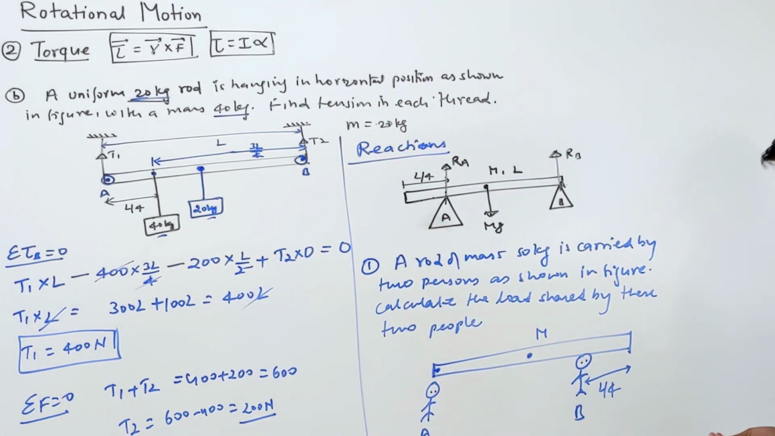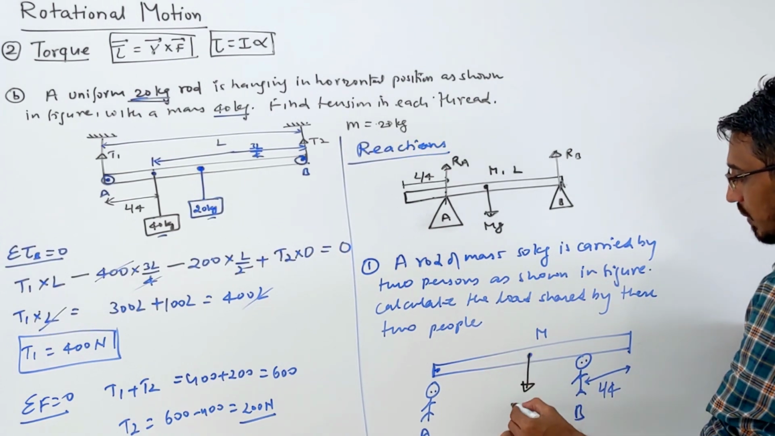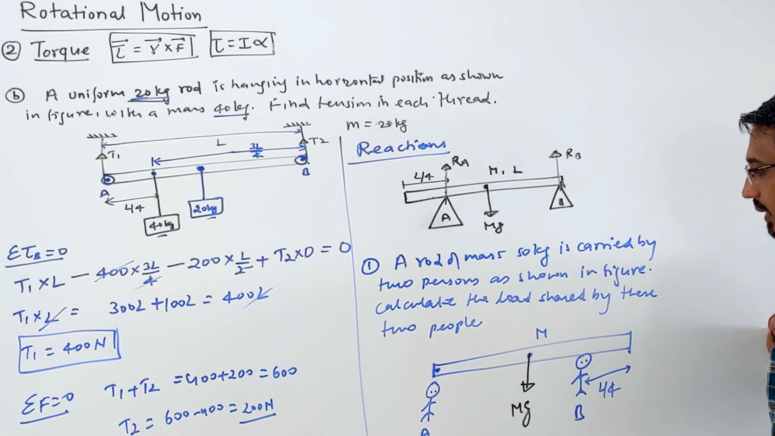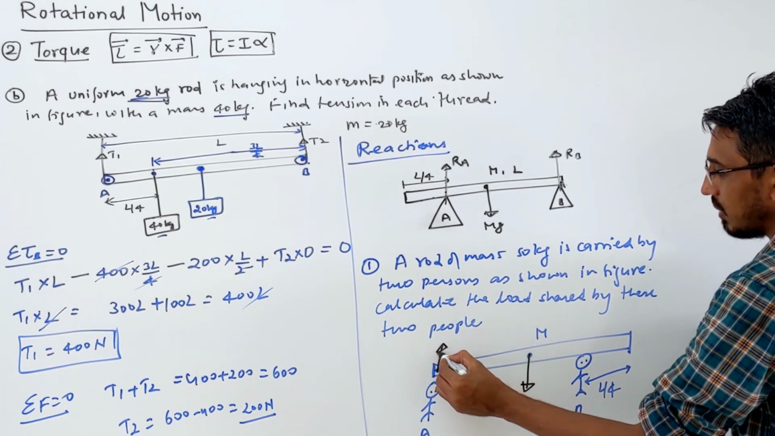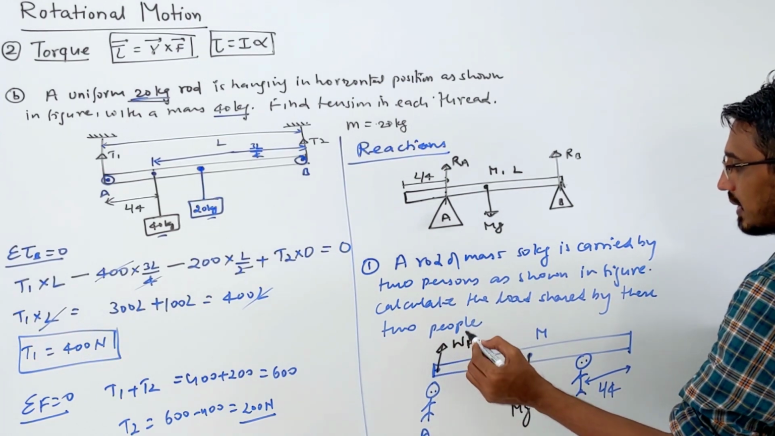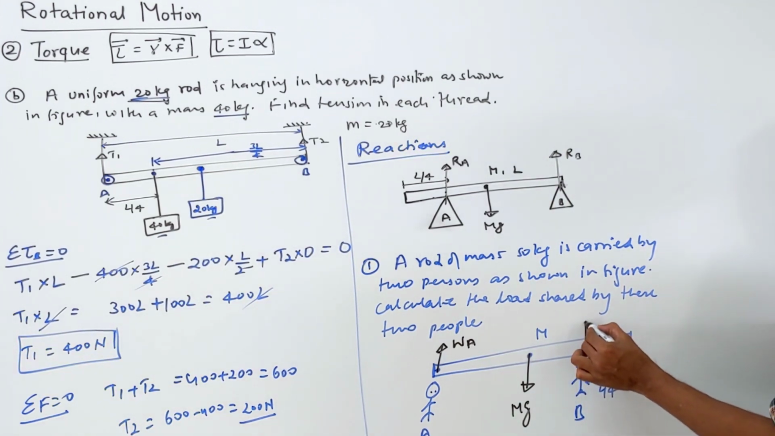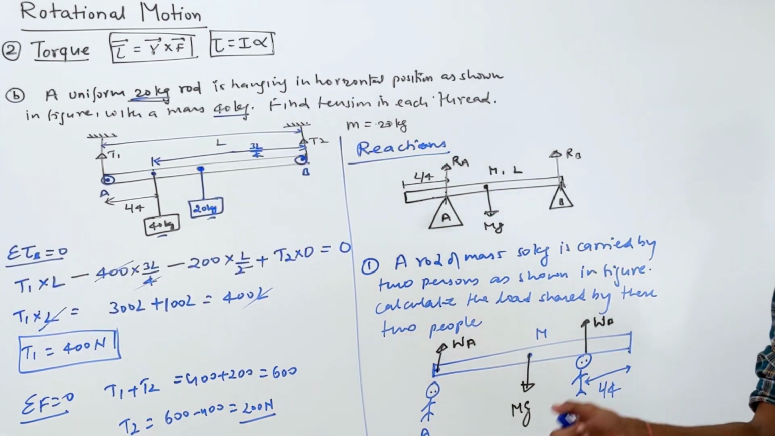So how to solve this problem? Same procedure. Look here, the weight acts through this midpoint, mg. The first person is sharing some load, so he is applying a reaction here. Let's call that load shared WA. The other person shares another load, let's call it WB. These we have to calculate.